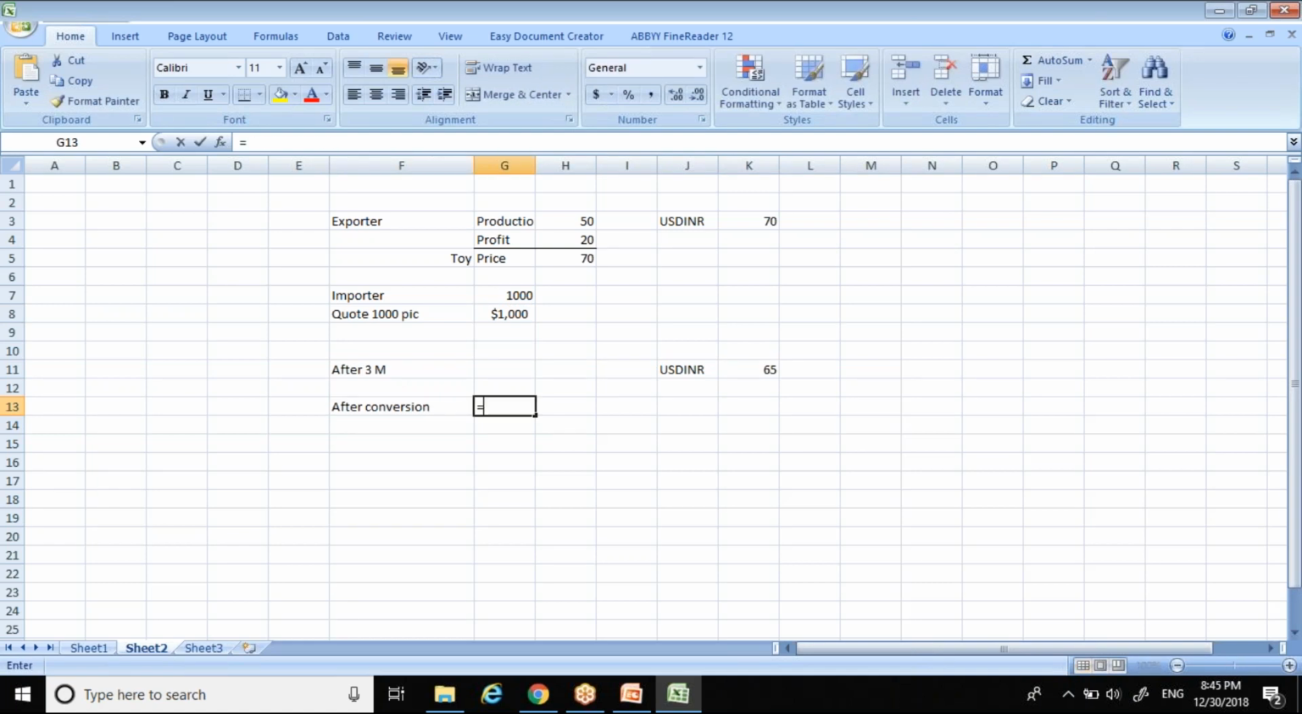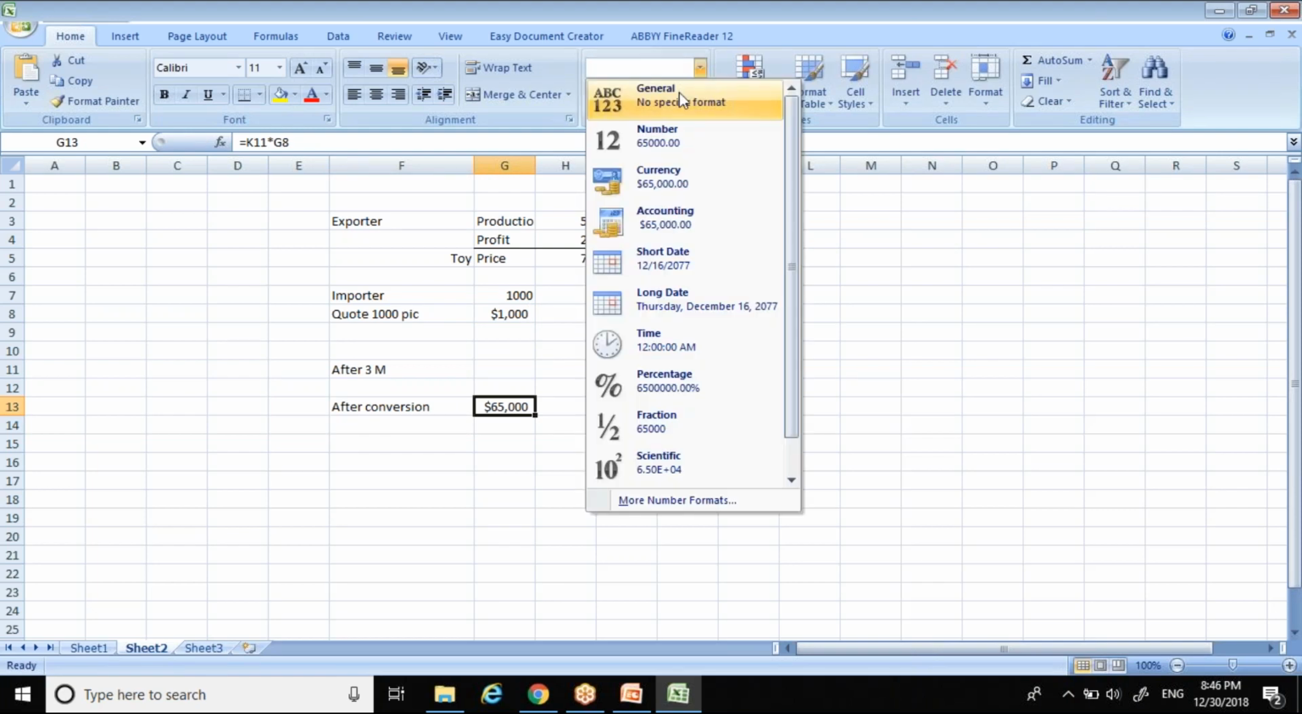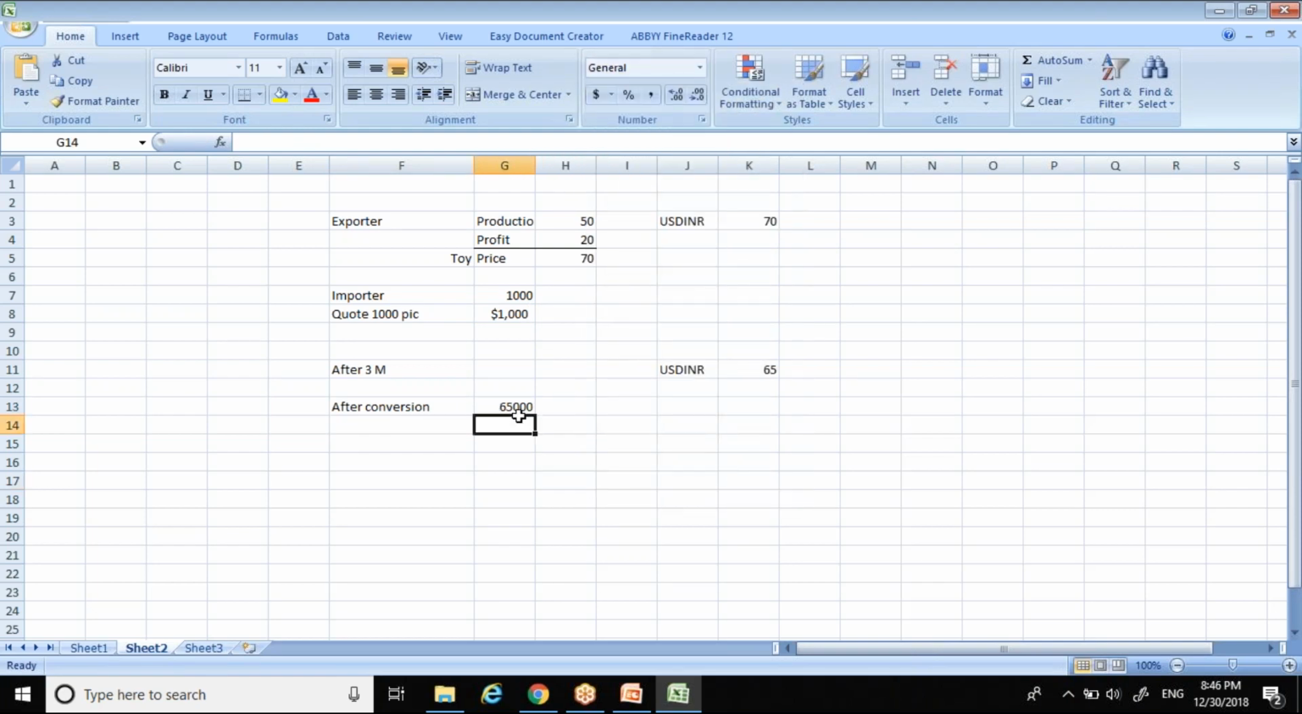So you're going to receive around 1,000 into 65. So this into this. So it's not dollar, it's obviously INR. So you're going to receive around 65,000 INR, right? Whereas you were expecting around 70,000.